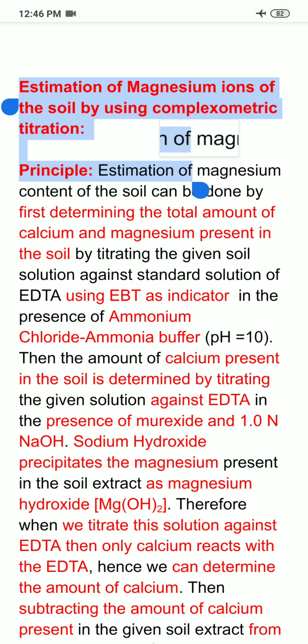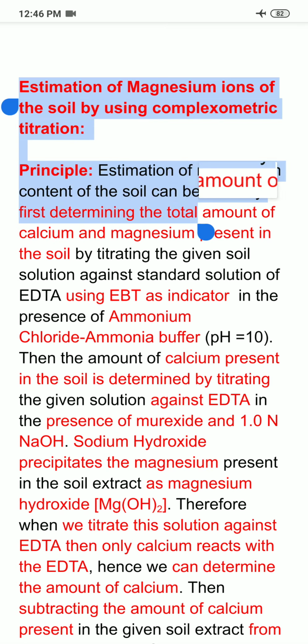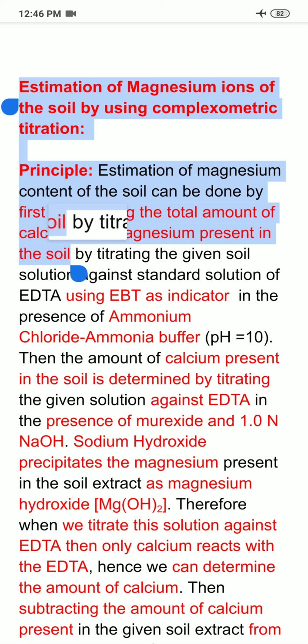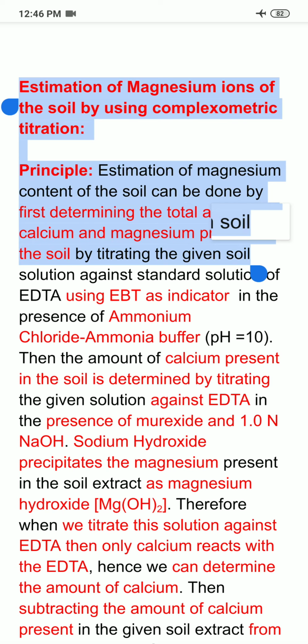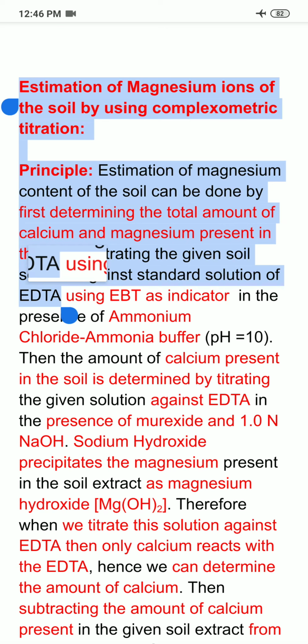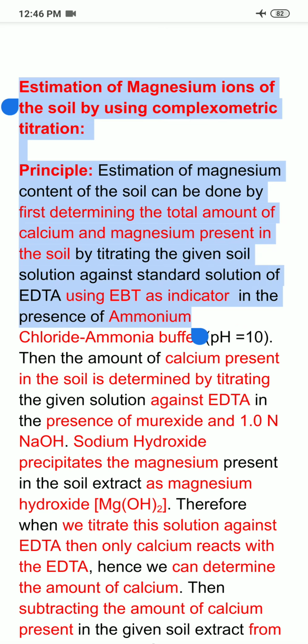Estimation of magnesium content of the soil can be done by first determining the total amount of calcium and magnesium ions present in the soil. And how is this done? This is done by titrating the given soil solution or soil extract against standard solution of EDTA using Eriochrome Black T as indicator. This titration is carried out for the simultaneous determination of calcium and magnesium in the presence of ammonium chloride ammonia buffer, which has a pH approximately equal to 10.